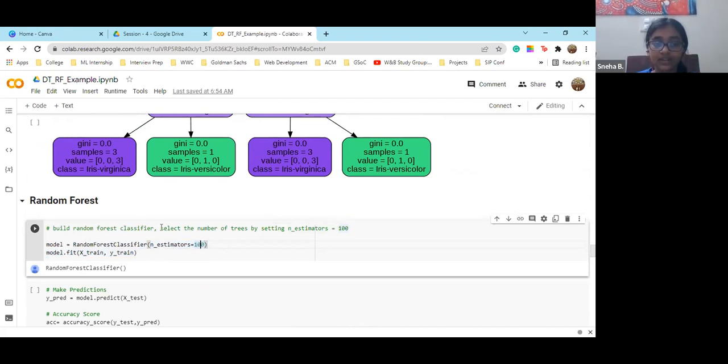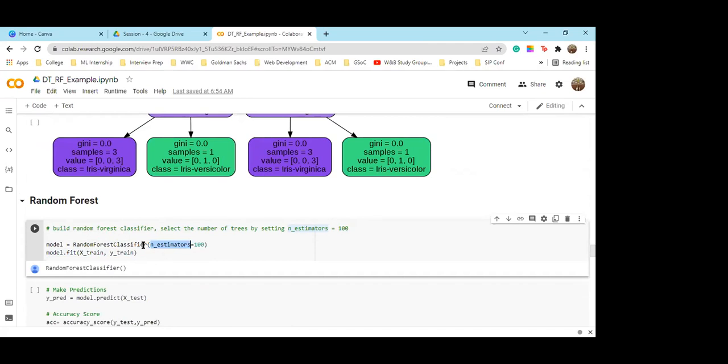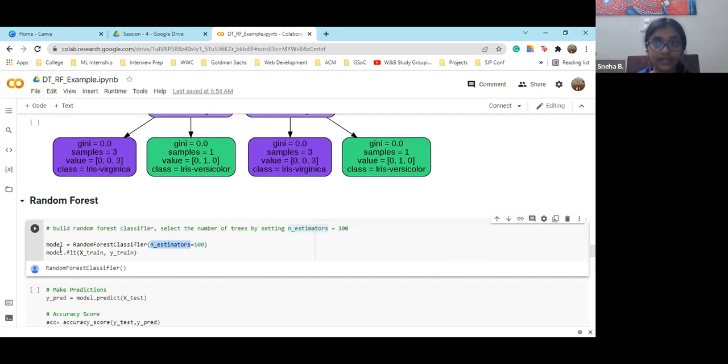So, like written here, you can select the number of trees by setting n_estimators to 100. That means this particular random forest is comprised of 100 trees. So we do model fit again. So we make an instance of the model.